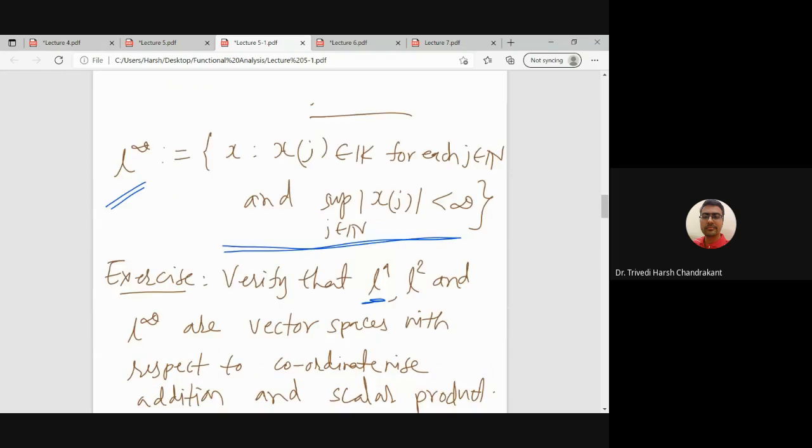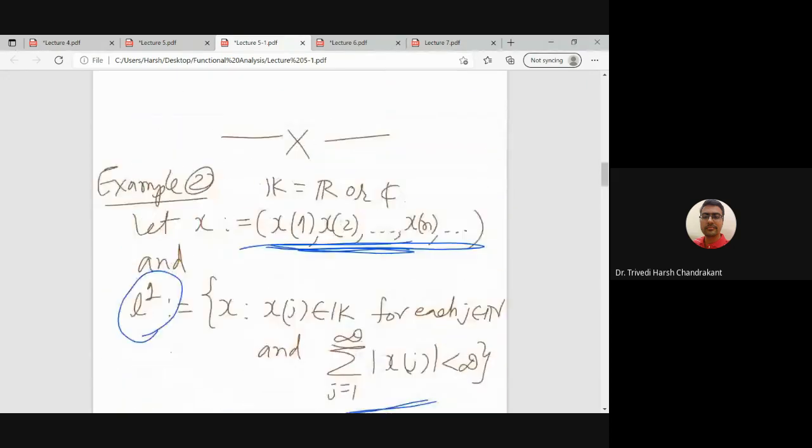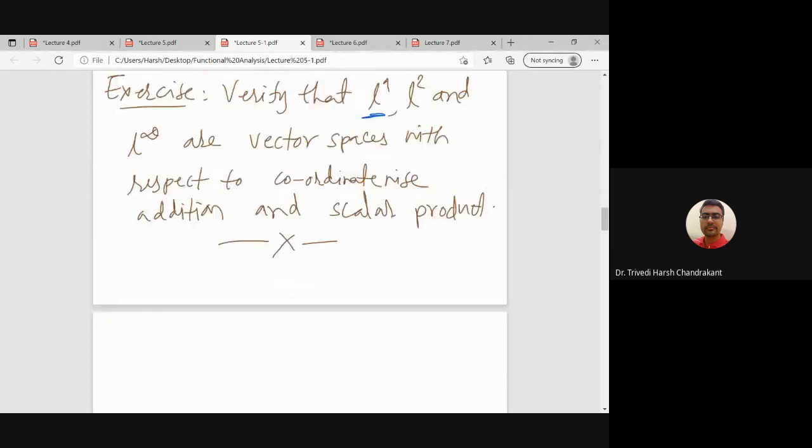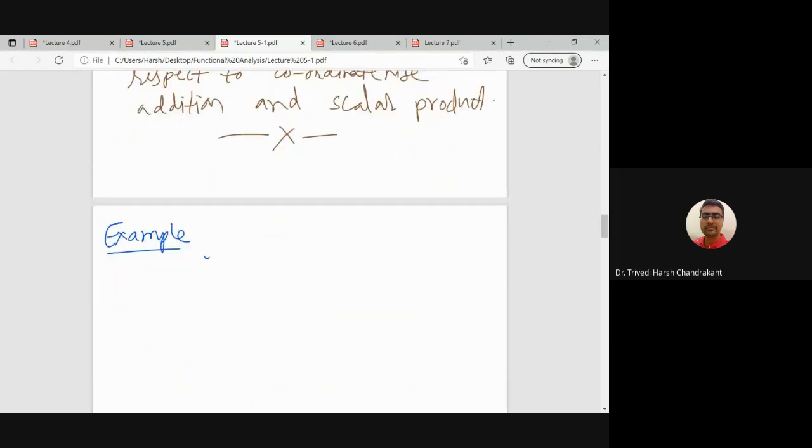So did we define addition and scalar multiplication? No, no. So let us define. So L1 is basically the set of sequences x1, x2, and so on, such that the corresponding series is absolutely convergent.